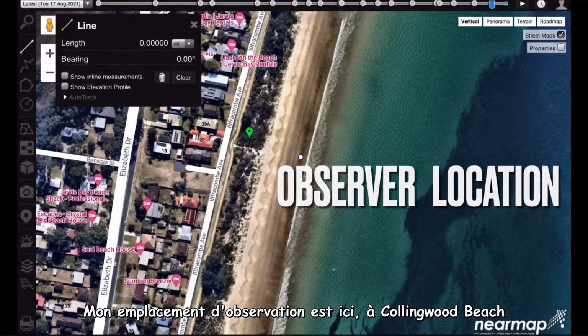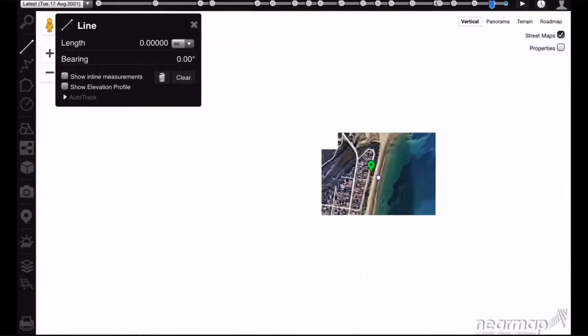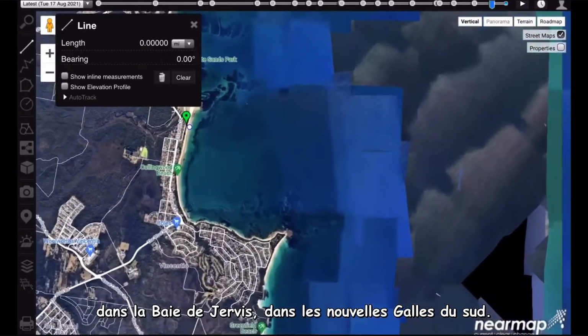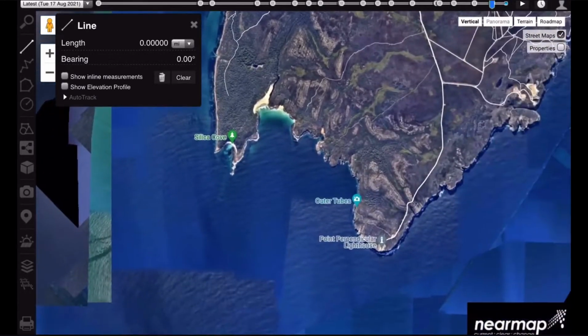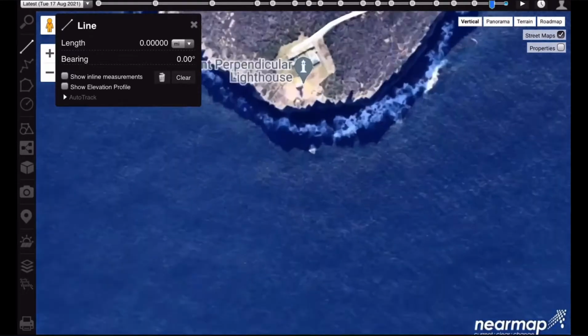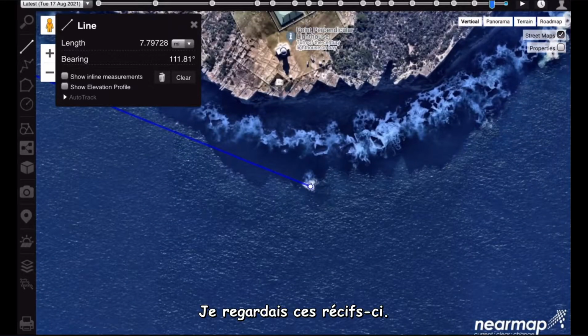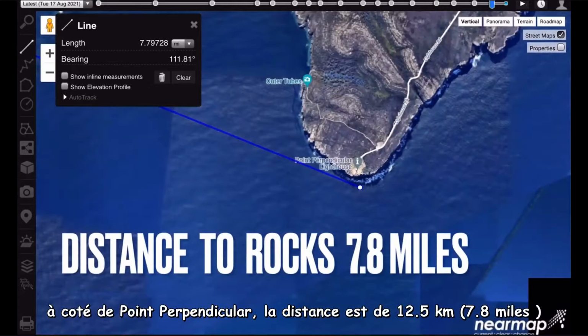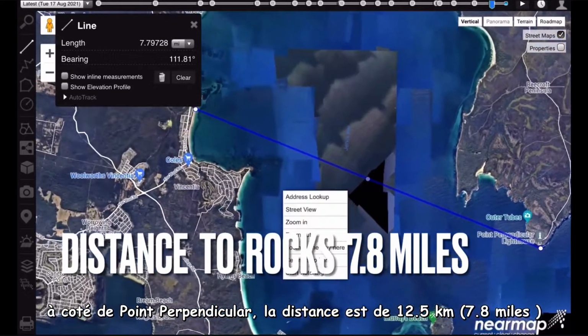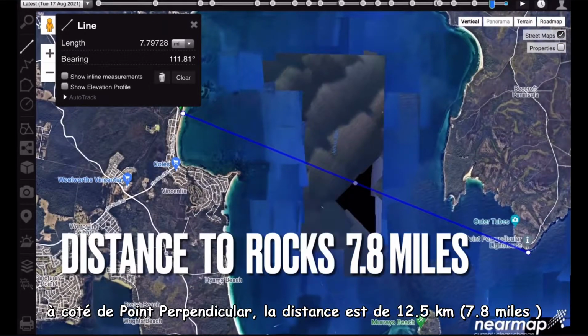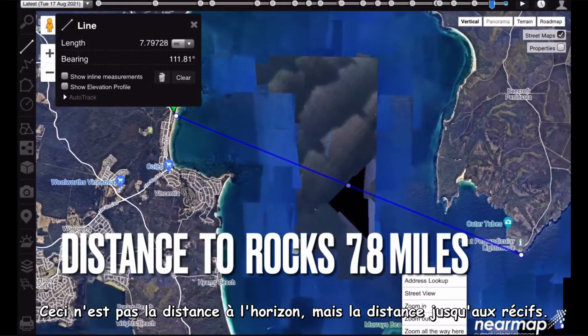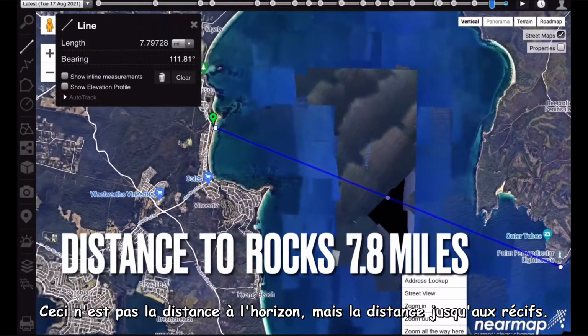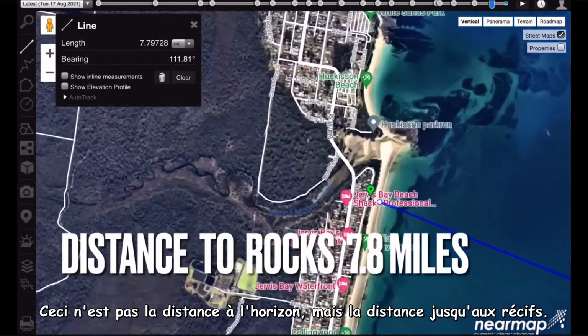My observer location is here on Collingwood Beach in Jervis Bay on the New South Wales south coast. I was viewing these rocks here near Point Perpendicular. The distance is 7.8 miles. Now that's not the distance to the horizon. That's just the distance to the bottom of the rocks.